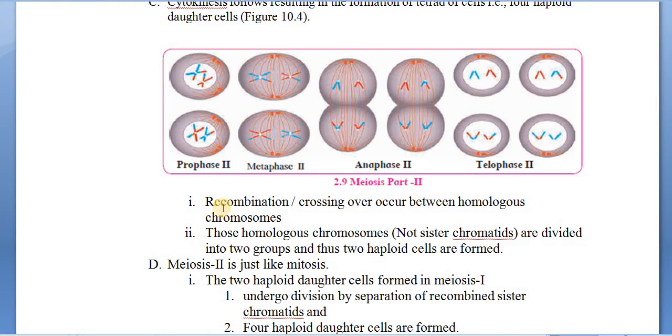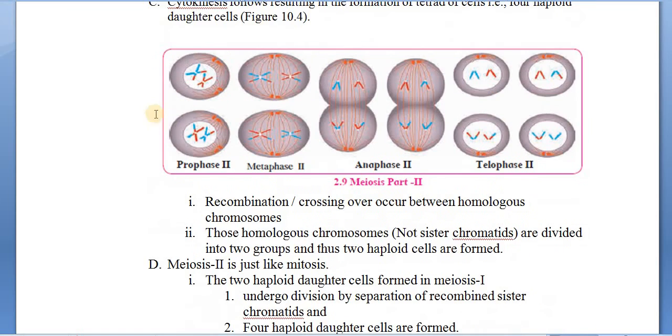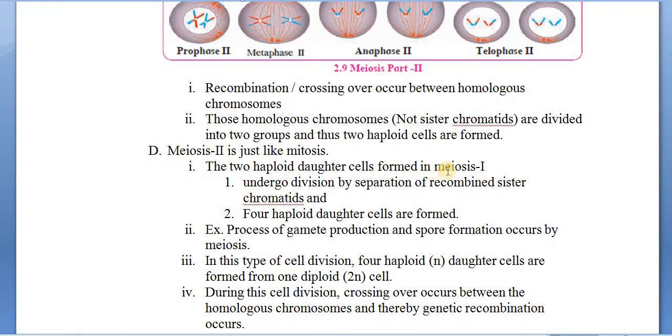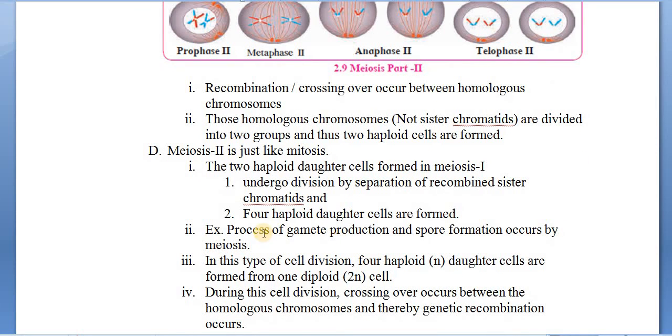In meiosis, recombination or crossing over occurs between homologous chromosomes. Those homologous chromosomes, that is non-sister chromatids, are divided into 2 groups and thus 2 haploid cells are formed. In meiosis 2, these 2 haploid daughter cells formed in meiosis 1 undergo division by separation of recombined sister chromatids and 4 haploid daughter cells are formed.